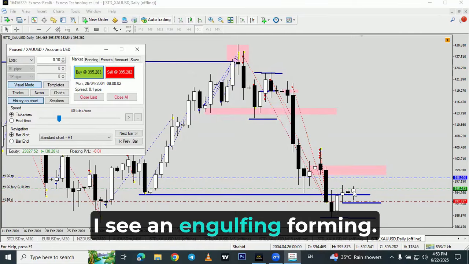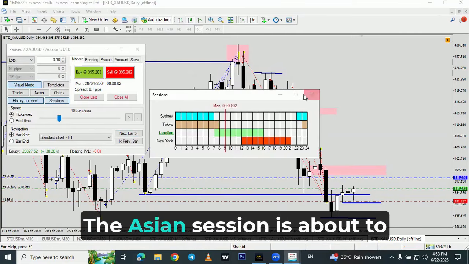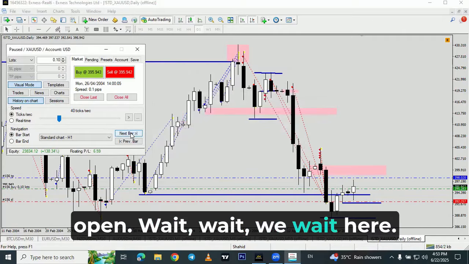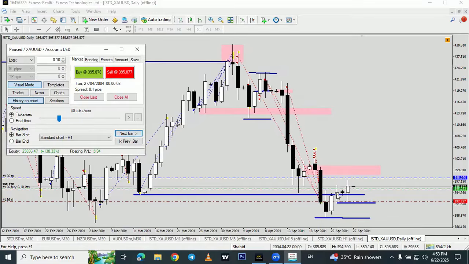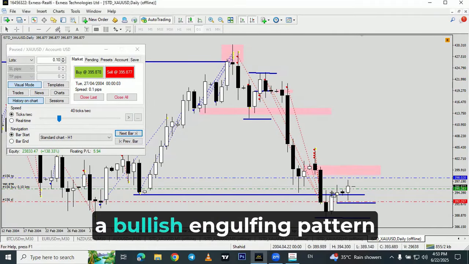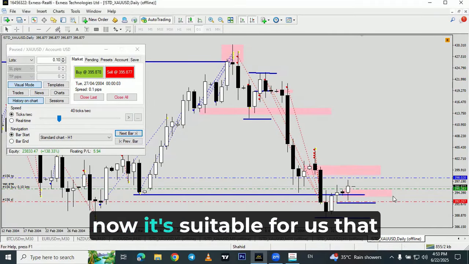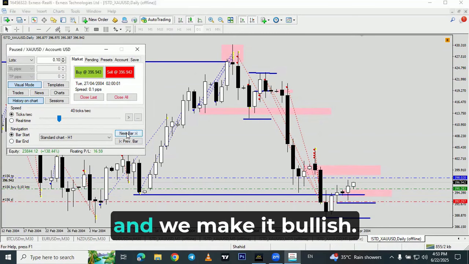I see an engulfing forming. Let's see which session it is. The Asian session is about to open. Wait, we wait here. A bullish pattern is forming here. See here, a bullish engulfing pattern has formed. Okay, now it's suitable for us that the market taps it and we make it bullish.